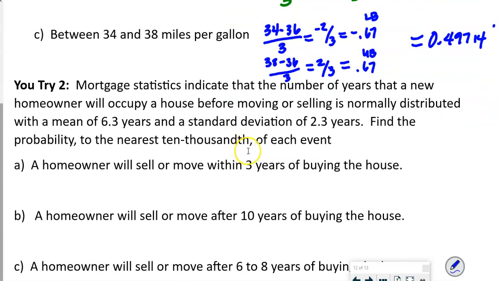All right, so I'd like you guys to do this You Try down here and come back to me when you're done. Actually, let me just say this before you start it. You can do this one of 2 ways. You don't have to use the z-scores to solve this problem because you have our mean here, and we've got our standard deviation there, right? And it says 3 years, 10 years, 6 to 8 years, right? So you can do it both ways. You could do it the way that we've been doing it with just the calculated lower bound, upper bound, mean and standard deviation, or you can do it with a z-score. I'm going to do it with a z-score just for extra practice, okay?